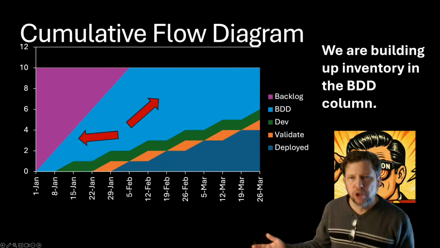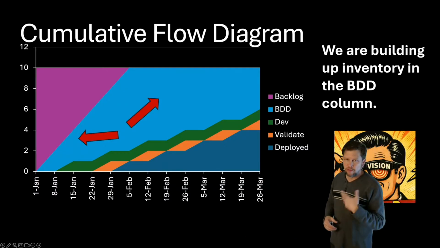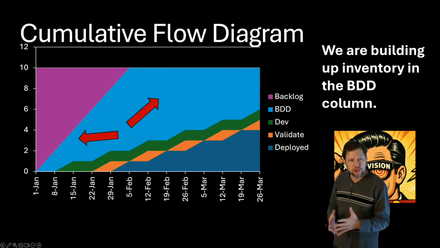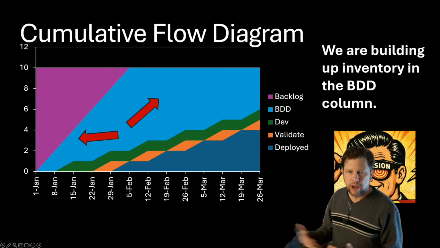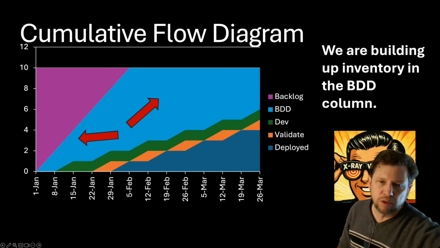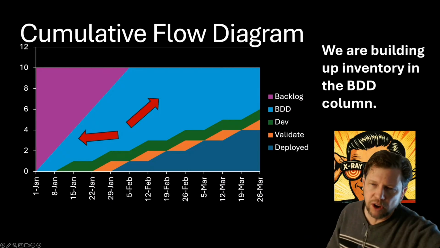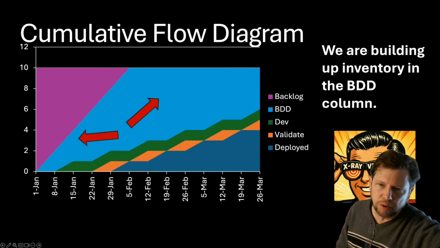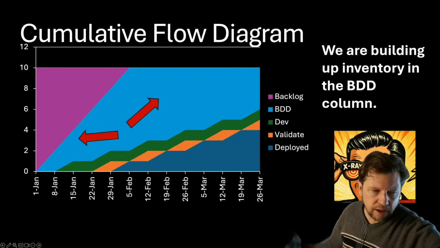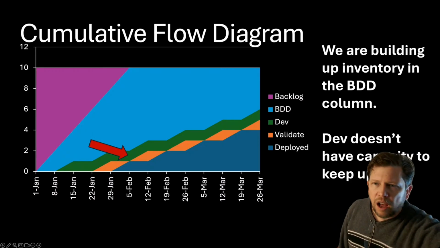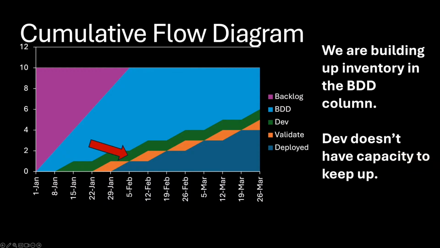Okay, so we're building up inventory in the BDD column because we've hit our capacity. There's lots of stuff showing up there that's done and waiting for dev, based on what we said was happening. If we're just looking at the chart and we don't know exactly what has changed, we might have to figure out if the BDD work is being completed or if they're just starting a bunch of things and not finishing them. Dev doesn't have the capacity to keep up. Dev's working steadily, working through everything, but they're not keeping up.